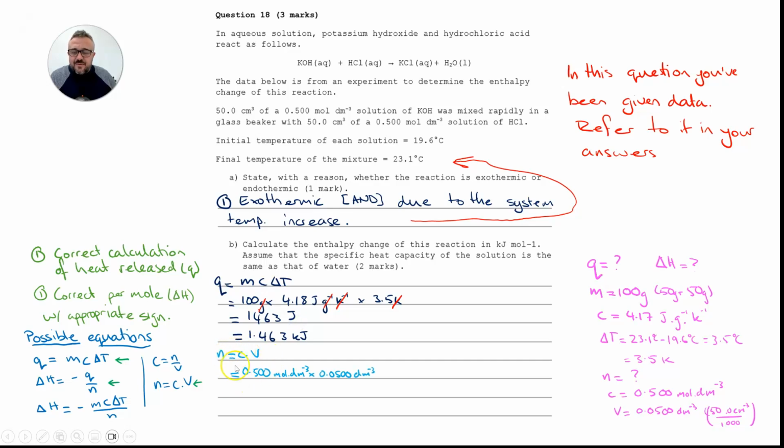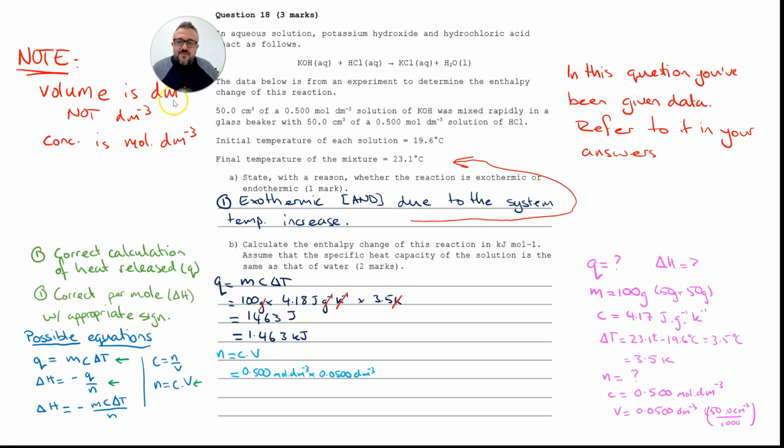So now let's work out our delta H. We need to know how many moles we have of the thing we're interested in. In this case, we'll look at potassium hydroxide. So we have concentration times volume. This is our concentration, 0.500, times 0.0500. Note here that I've written the units as moles per decimeters to the negative 3. It should say moles per decimeter cubed. I made a mistake there.